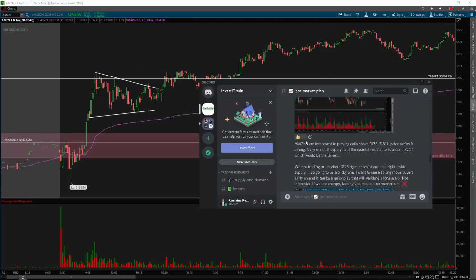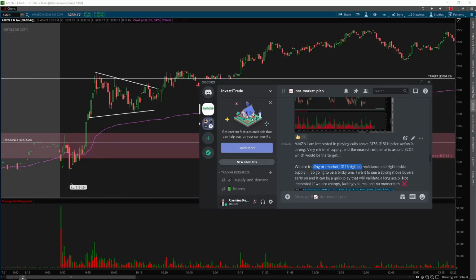Amazon, from the pre-market plan, I was interested in playing calls above 3178 to 3181 if price action is strong. We had very minimal supply and above resistance. The nearest one was around 3204 and the gates were open, nothing stopping price from rallying into that zone. And you can see that's exactly what happened.